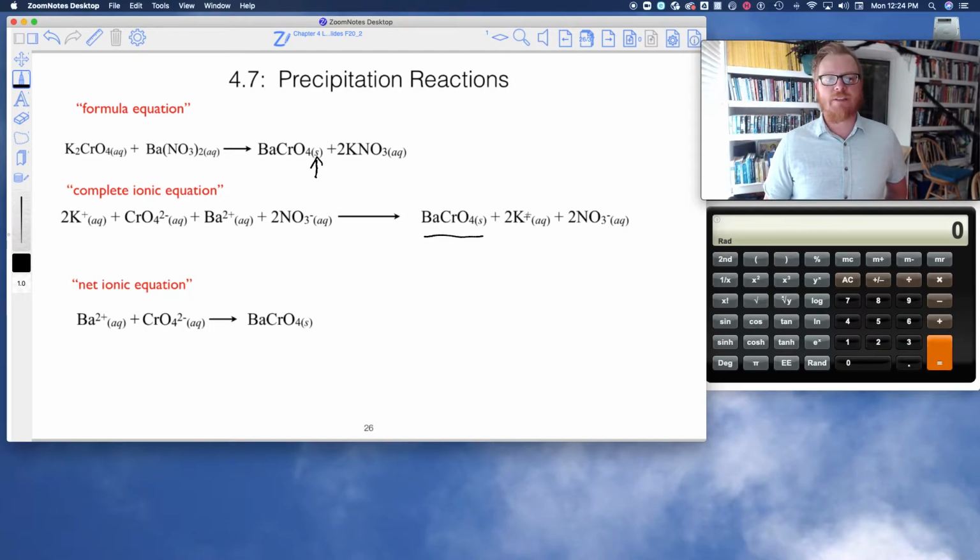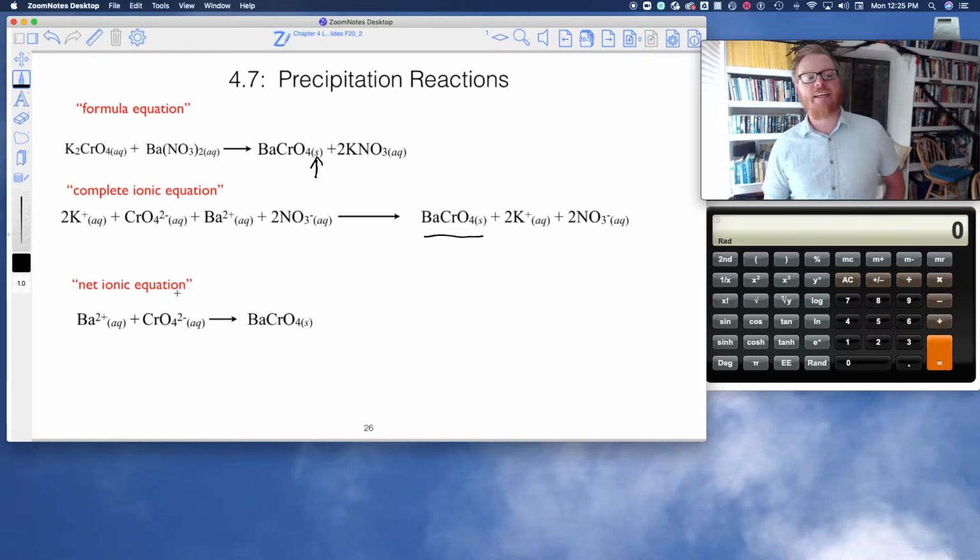And now we noticed here, the KNO3, it's aqueous, okay? So that means it is also going to be completely broken apart. And look, 2KNO3 becomes 2K+ and 2NO3-, okay?